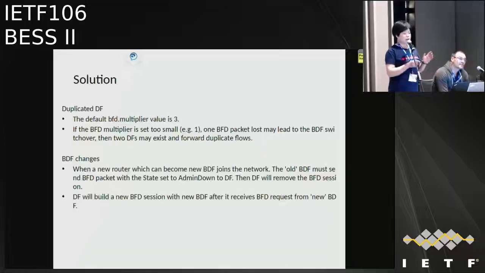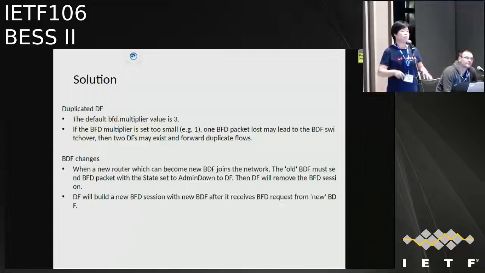So you must pay attention to the value. You must set the detection time to a reasonable value. We know that a BFD session will be broken down for some reasons. The first is when you receive a BFD packet whose state is set to admin down. The second is that you have not received the BFD packet for a period of time, which means the detection time. If you set the detection time too small, you will also lead to this situation: duplicate packets from duplicate DF.